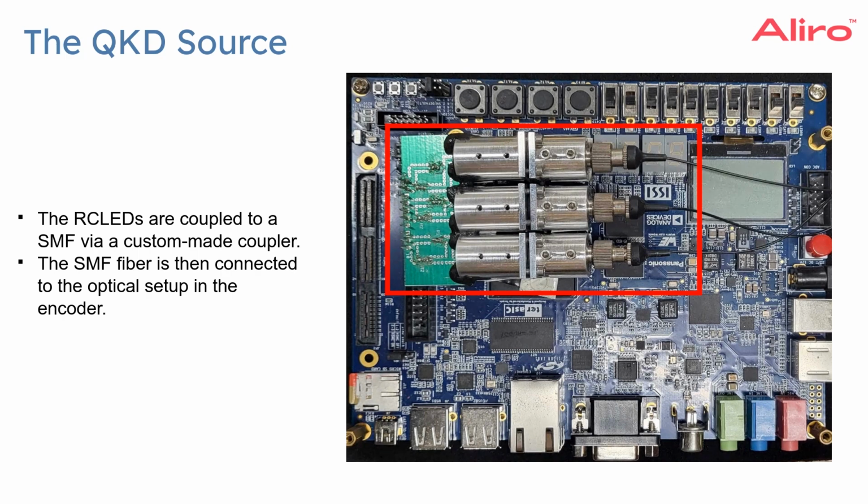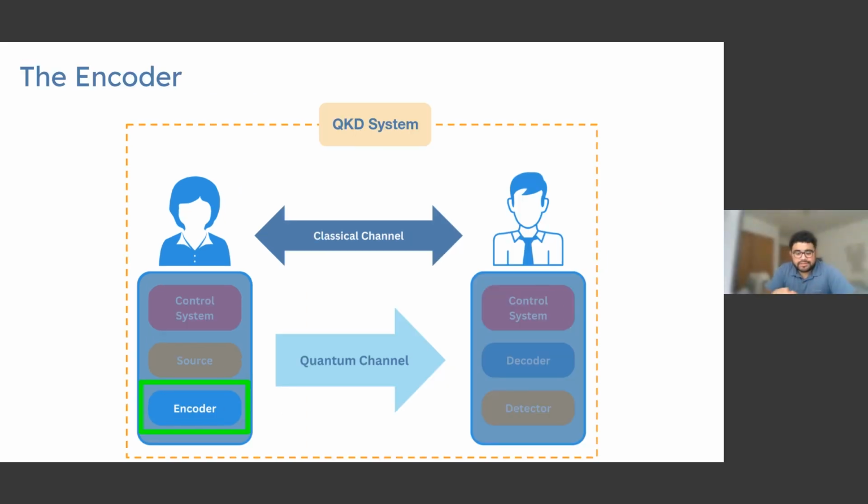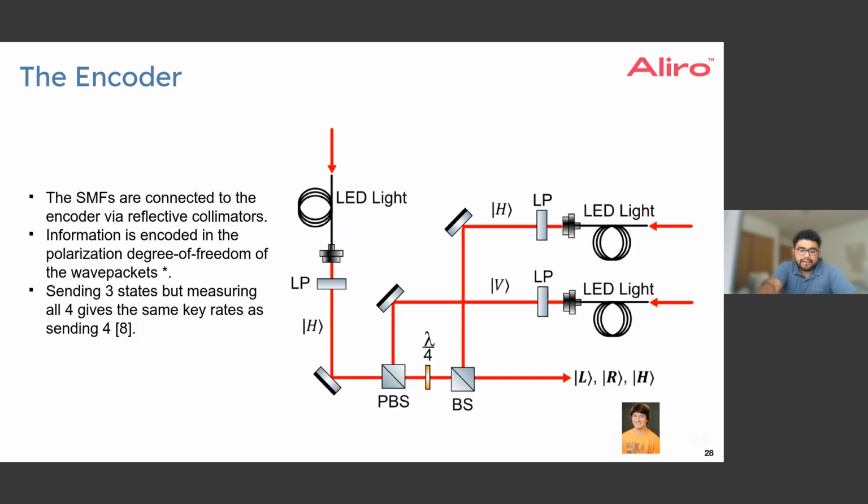And you can see those fibers then go somewhere, and that somewhere is actually the encoder, which is the next component of the QKD system on Alice's side. And so those fibers that you saw before come in where you see these arrows over here that say LED light. That's where the LED light actually comes into those fibers. We then use a combination of serial polarizer, mirrors, quarter wave plates, and polarizing and non-polarizing beam splitters to generate our states.